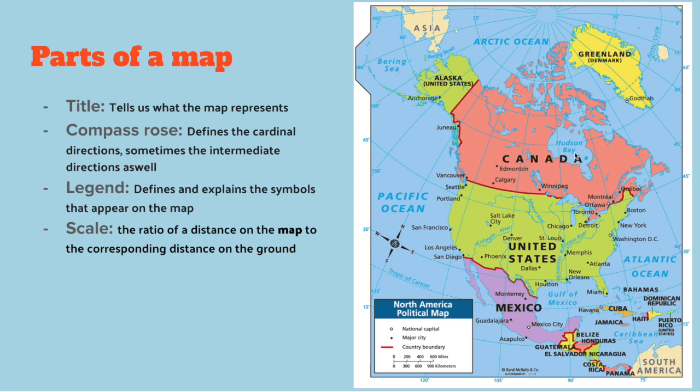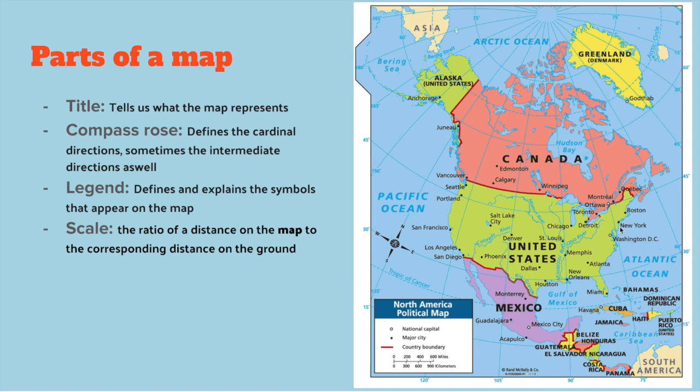Well, there are a lot of things on the map. In this map, there are a few things, but some maps have a lot of things, and you need to understand what those things are, what those symbols are. What is this red line? What are these black dots and these white dots? Well, you can just look at the legend, and it defines these symbols.